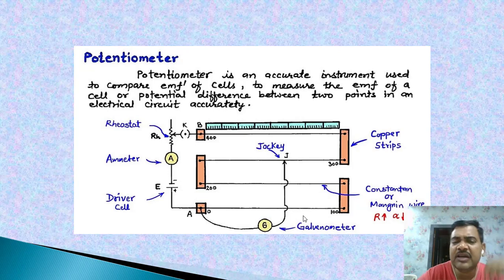As we discussed earlier, a voltmeter never measures the accurate potential difference across the two ends of a conductor, because it takes some amount of current for its working. Without taking current, a voltmeter cannot work, because it works on the principle of the magnetic effect of electric current. So it takes some current from the circuit, so the potential difference across the conductor will be less. So we can never measure the accurate potential difference across the conductor.